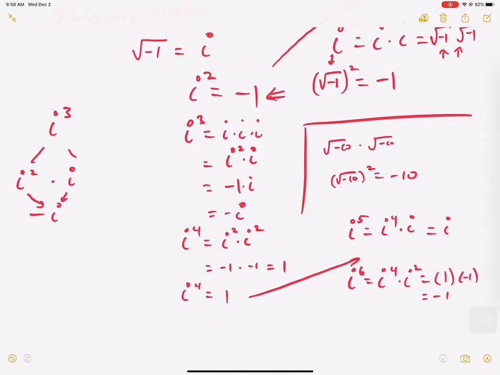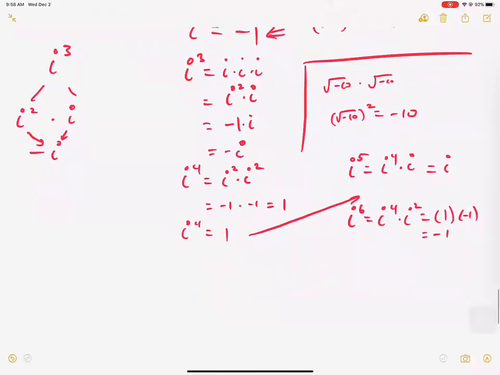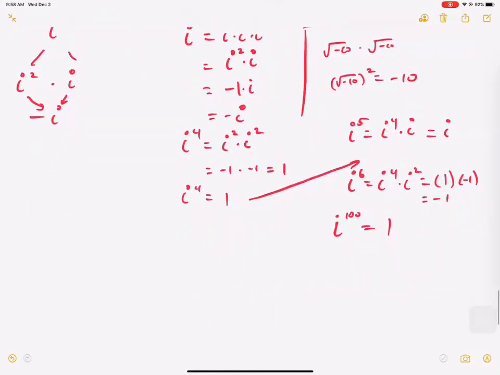And if I keep going, we can do i to the 100. What's i to the 100? It turns out that that's actually just 1. Now, why is it just 1? It's because every time we hit 4 i's, we go back to 1.